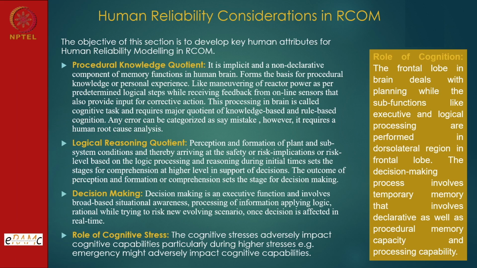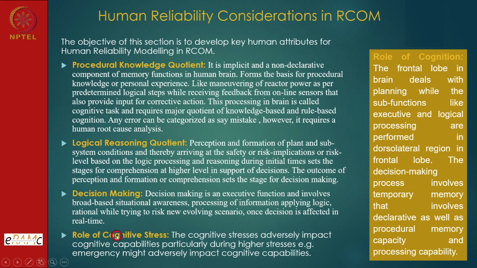So we have understood the various brain areas involved in various functions. Now we translate them into our plant activities. So we have the procedural knowledge quotient. In plants, we have procedural knowledge coming from books and all, and then other things. We'll come to decision and logical reasoning. These form parts of our activities. And of course, when we take charge, decision making becomes one of the important things.